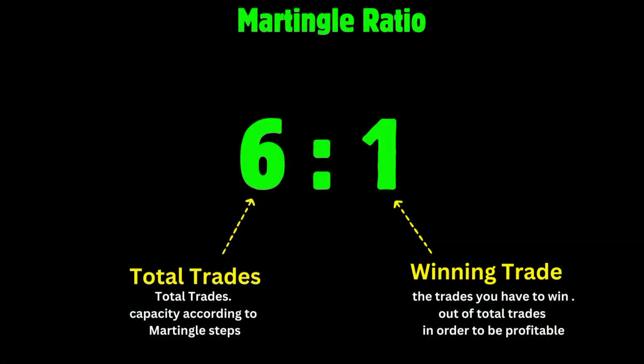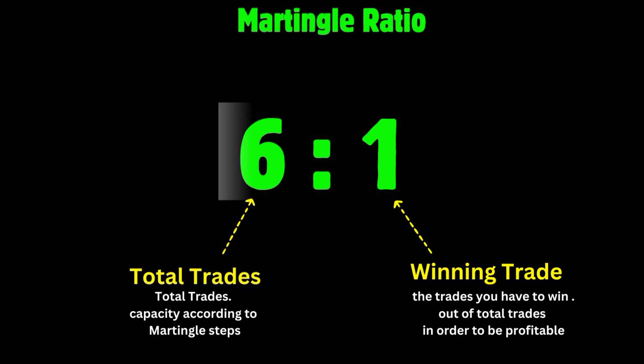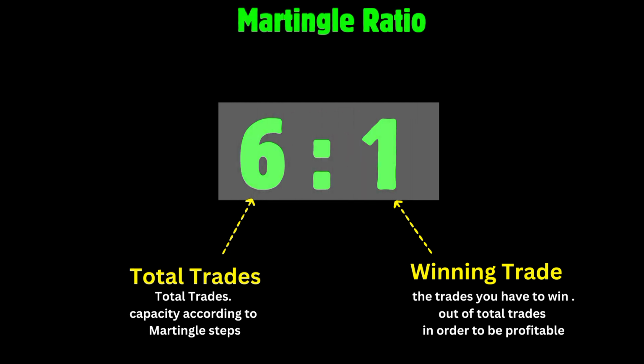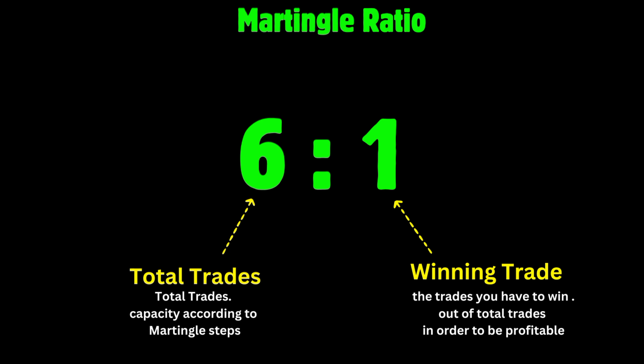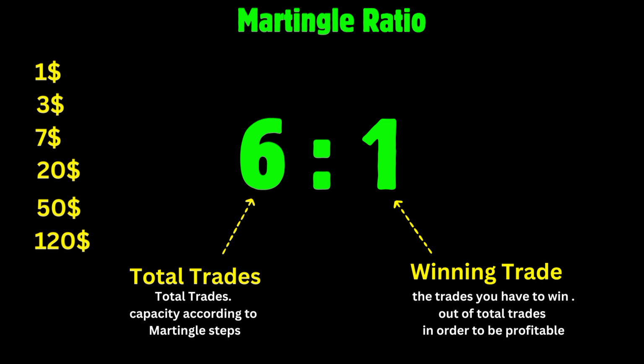In professional trading, you will hear a term called the martingale ratio. It looks like this on your screen. Here I have mentioned 6:1, and I consider that a very safe and great martingale ratio for binary options. In that ratio, the first digit is called the total trades. That means the total number of trades you can take according to your martingale steps, meaning how many times you can multiply your amount for taking martingale steps.